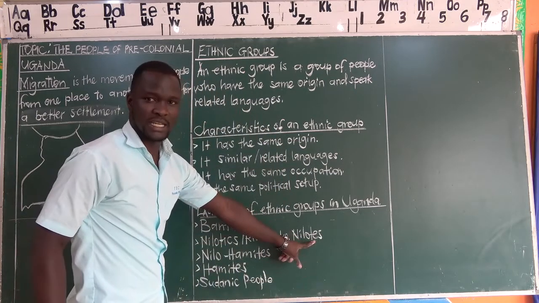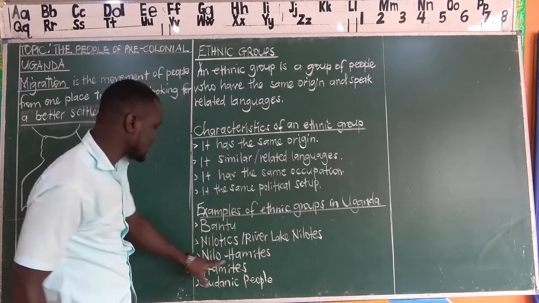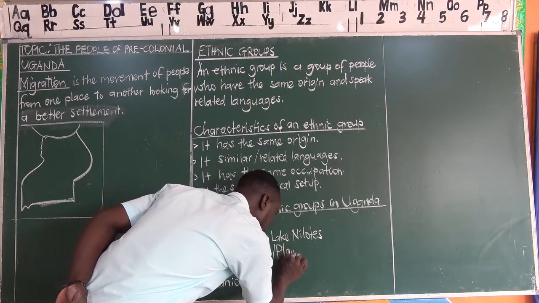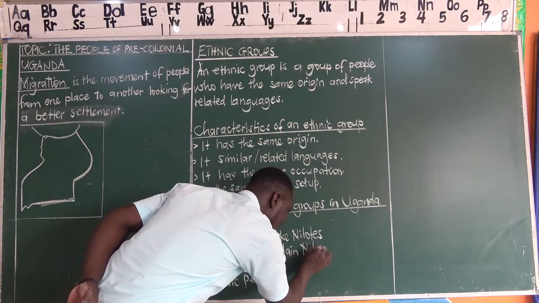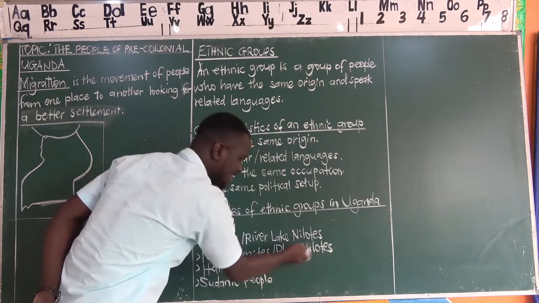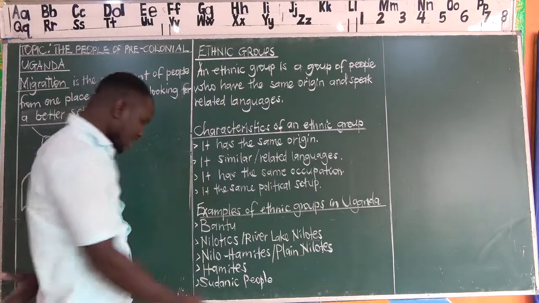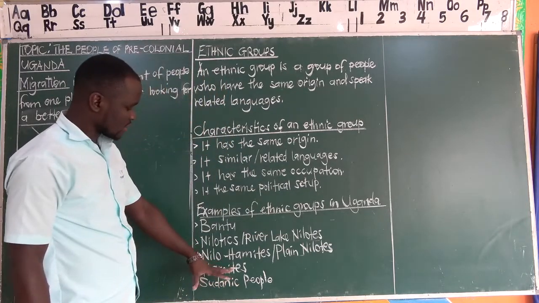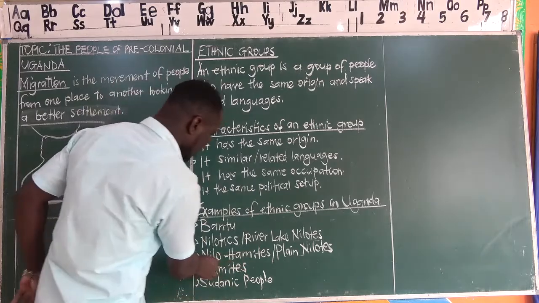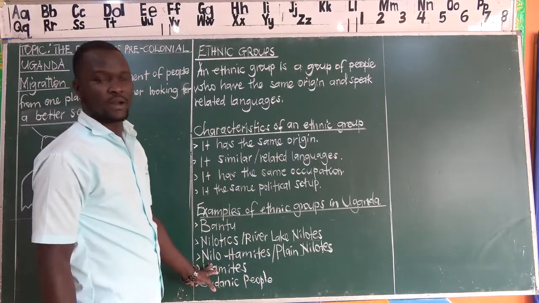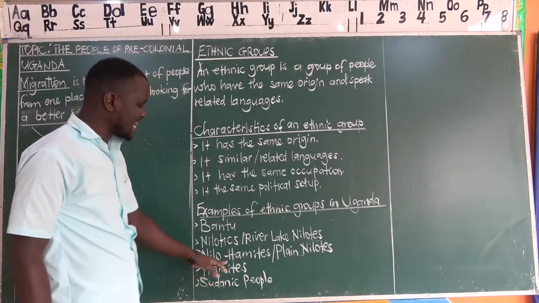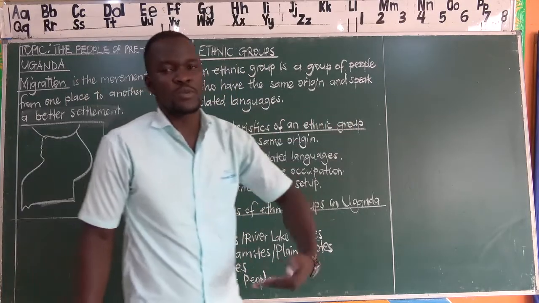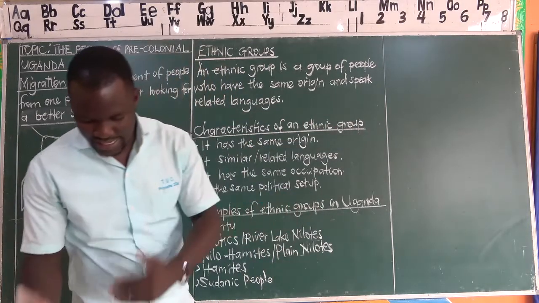I believe you are now seeing the word Nilotes here. Then we have the Nilo-Hamites that we can also call plain Nilotes. Still we are having Nilotes. Then the last one are these that we call the Hamites. These ones are different, but we would have what we call the Highland Nilotes. So, meaning that those are the subgroups which are under the Nilotes.